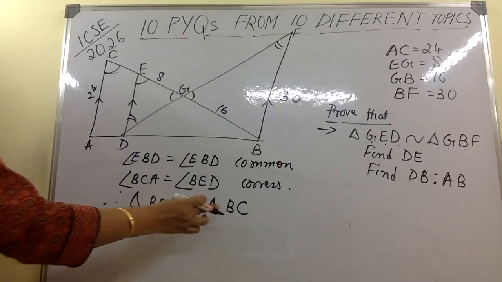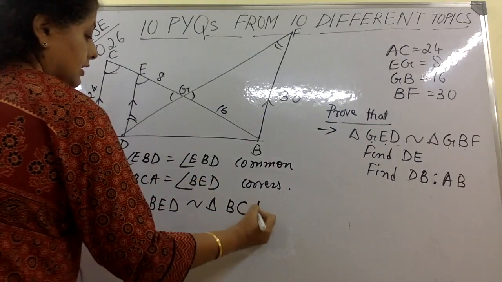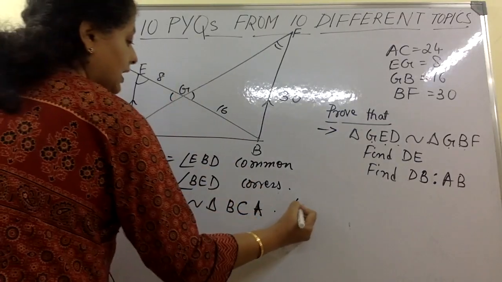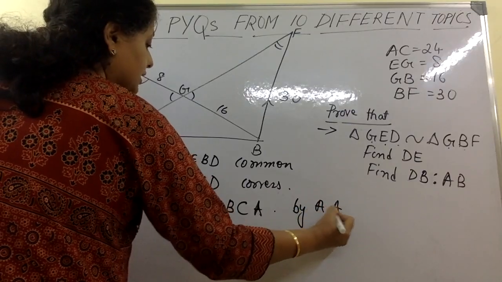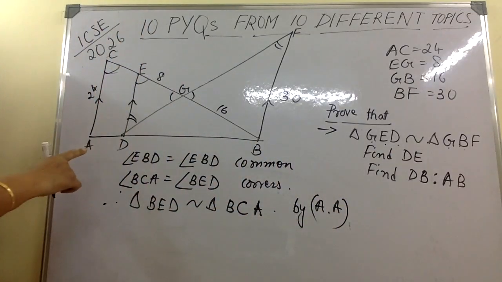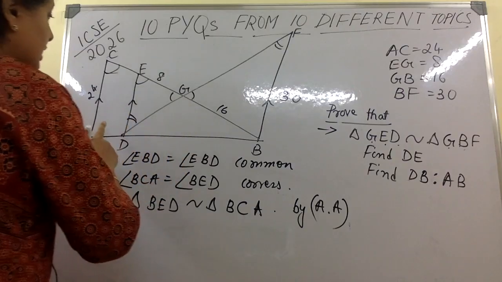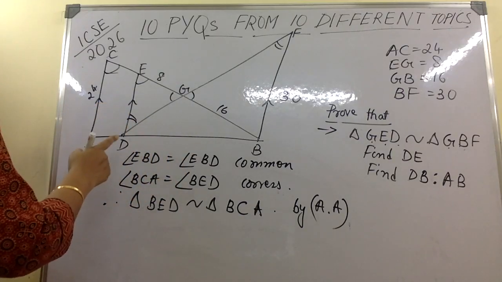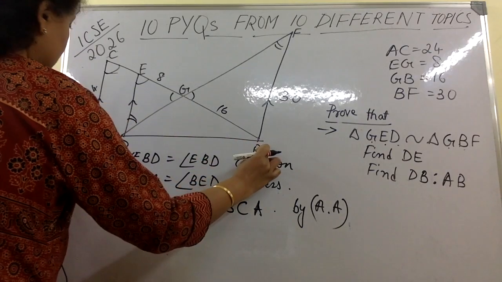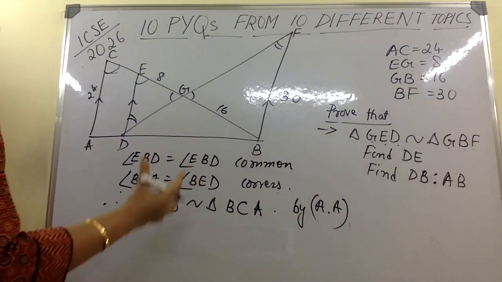Now here B, C and then A. So similarity has been proved by AA. Now don't proceed with the sum without proving similarity, you will lose marks. Now here we have to work on this part and this part. So they are corresponding sides.